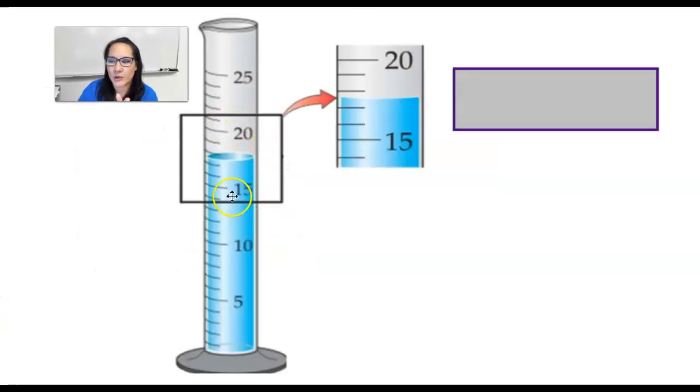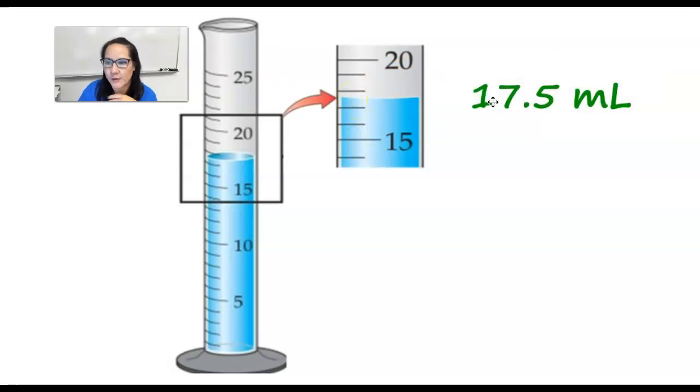When I read this graduated cylinder, notice we're a little bit zoomed in over here. We're going to read the bottom of the dip, which puts me just about perfectly in between these two lines. It goes 15, 16, 17, 18, 19, 20. So this is going to be 17, and then I got to estimate between the lines, 17.5.